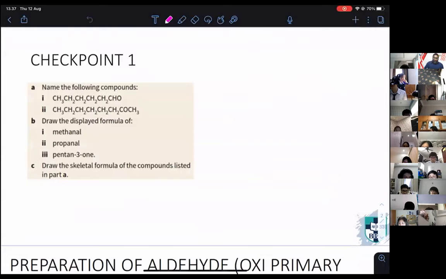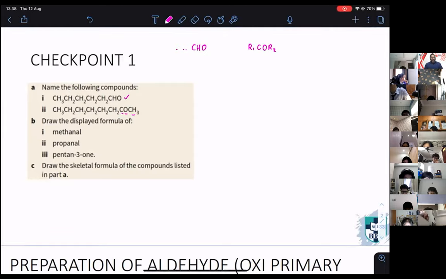Generally, if it is ending with CHO, that is going to be aldehyde. And if you have R1, then CO, another R2, then that is going to be your ketone. For example, if it is ending like this, CHO, this is going to be aldehyde. And you can see here, CO, and then there is one R and another R over there. So this is going to be ketone.